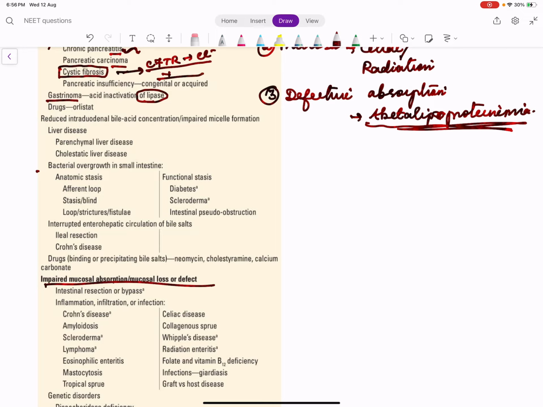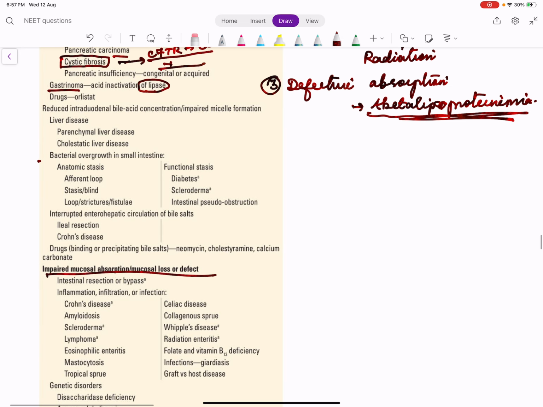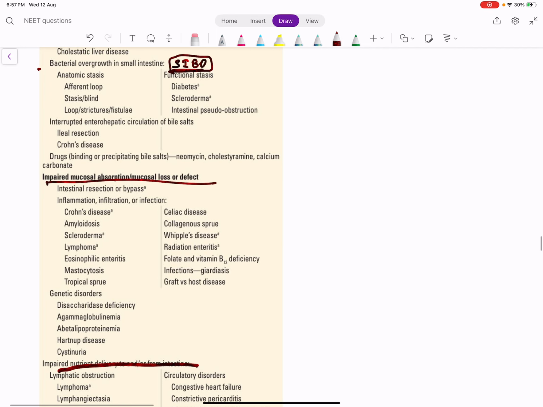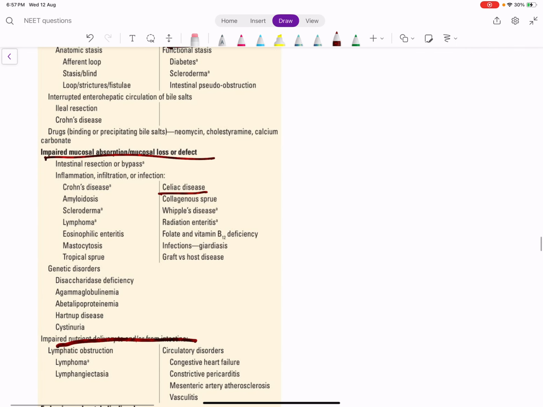So coming to the other diseases affecting the mucosa, we have something called small intestinal bacterial overgrowth. Right, small intestinal bacterial overgrowth. Then about mucosal disorders, the most important disease is celiac disease. In celiac disease, there is gluten intolerance.